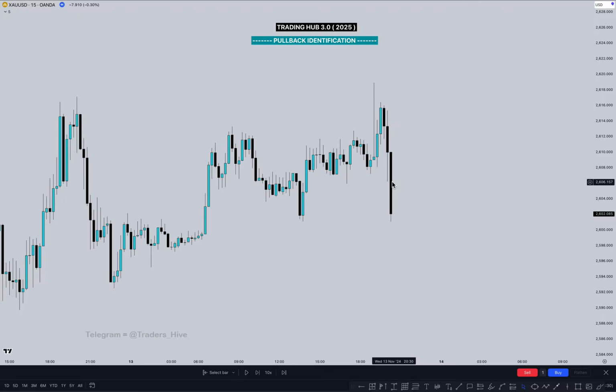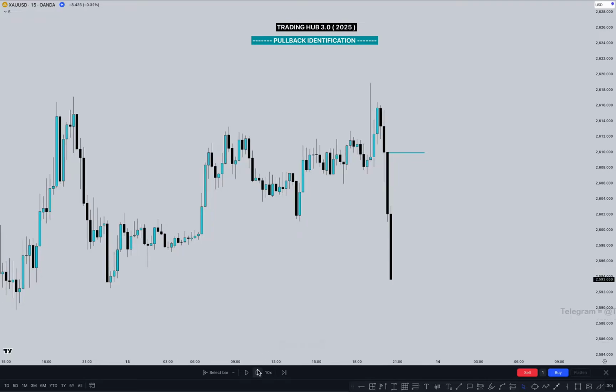In this case, we can clearly see that market momentum is trying to push downside. So if market momentum is bearish, we simply need to wait for it to break the previous candle high. The previous candle high is here. If the market takes this out, we can consider it a valid pullback. Let's see what happened next.